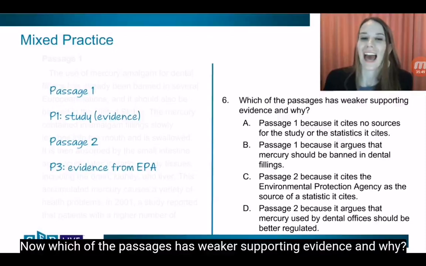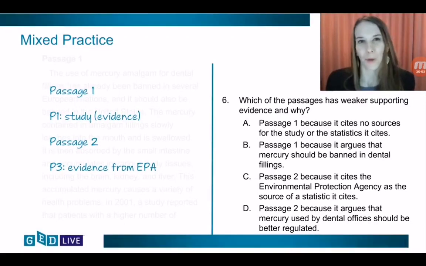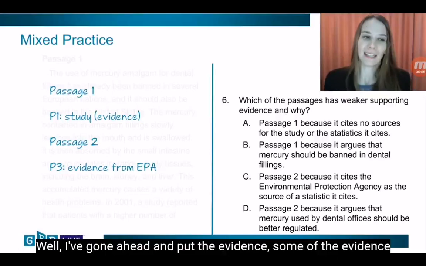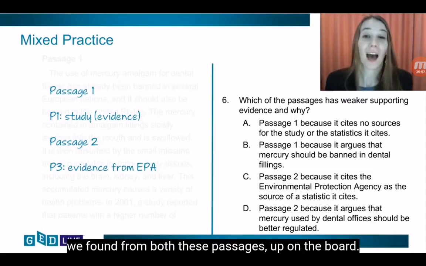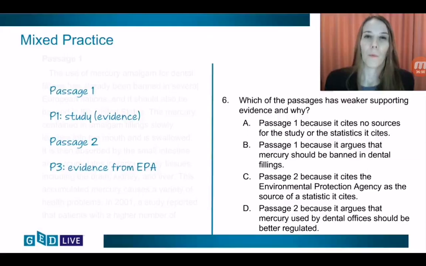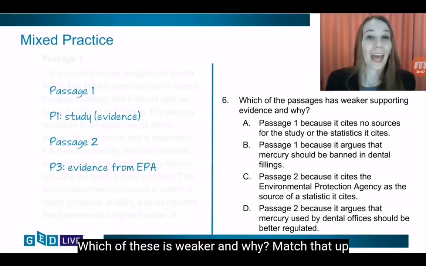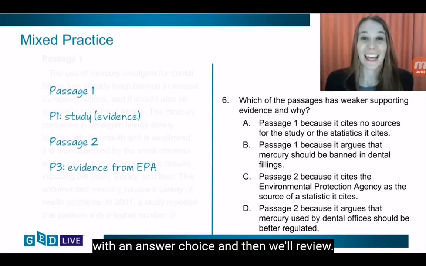Now, which of the passages has weaker supporting evidence and why? Well, I've gone ahead and put some of the evidence that we found from both of these passages up on the board. Which of these is weaker and why? Match that up with an answer choice and then we'll review.